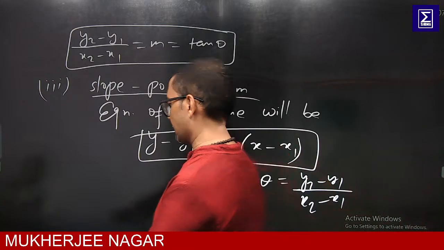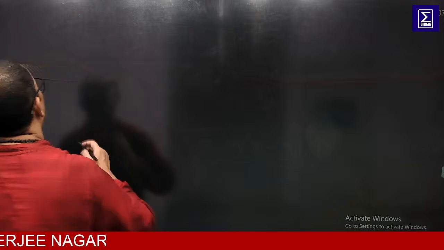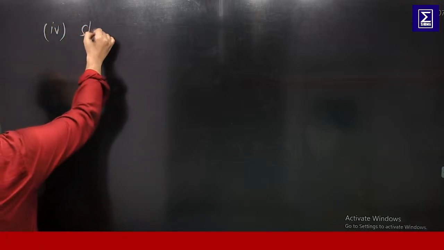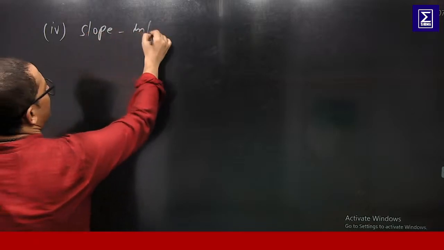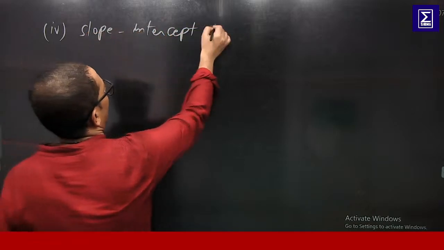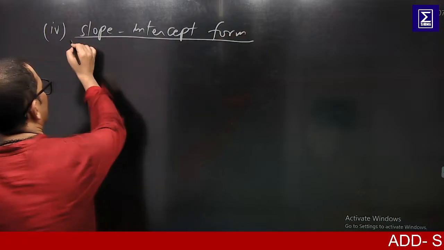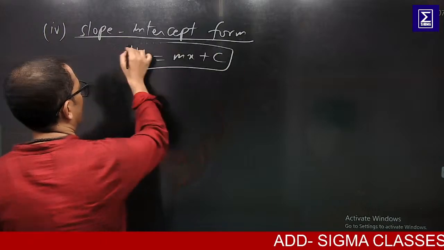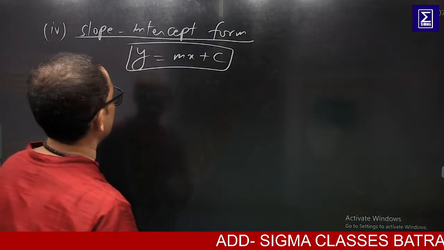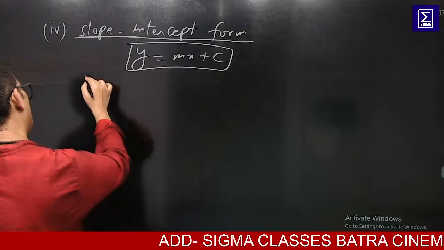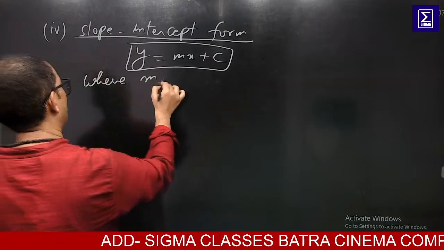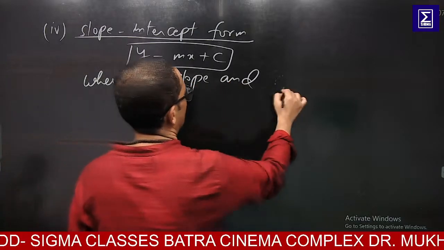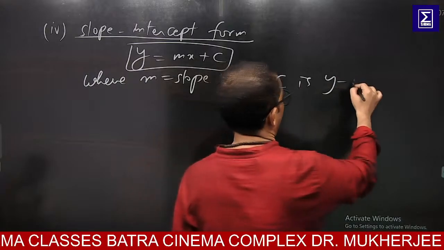Now, moving to the next, we have the fourth, which is the slope-intercept form, that is y is equal to mx plus c, where m is the slope and c is the y-intercept.